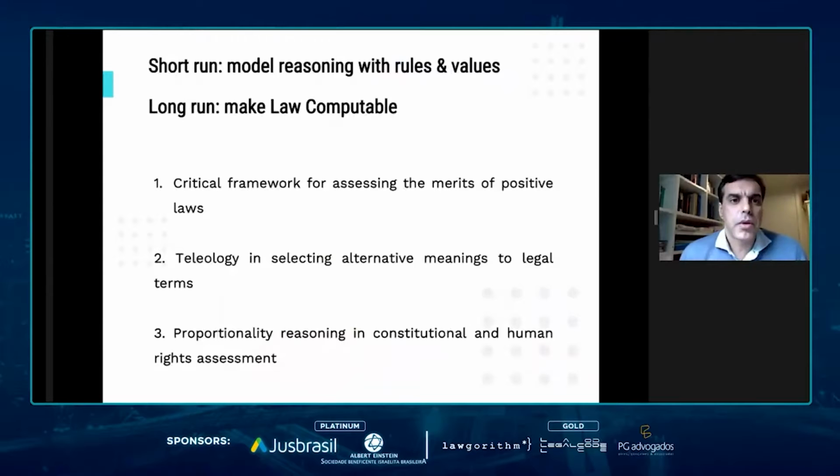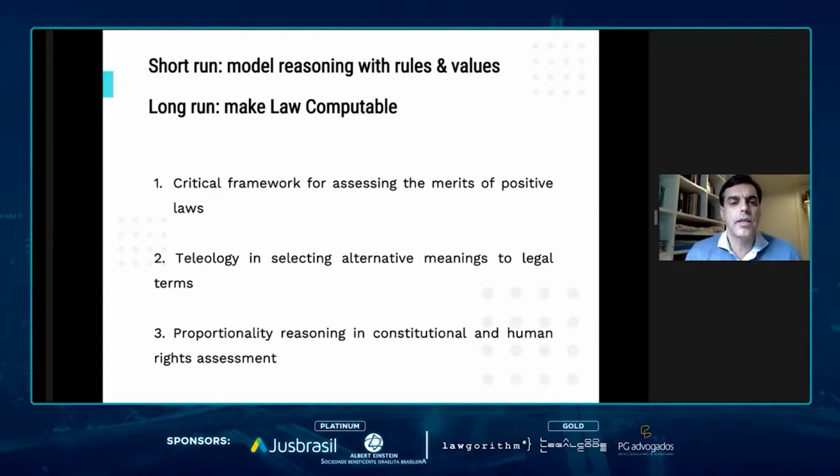Our short-run goal in this paper is to model reasoning with rules and values. There is an apparent consensus that applying the law is not limited to applying rules, but also to apply rules in consideration of underlying values. There are at least three ways in which rules and values are interconnected in legal adjudication and legal reasoning.